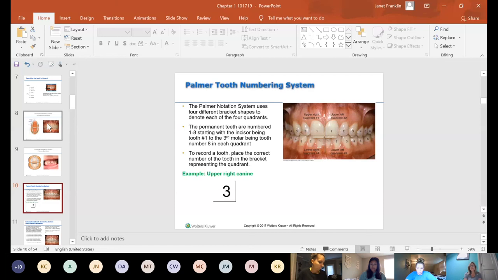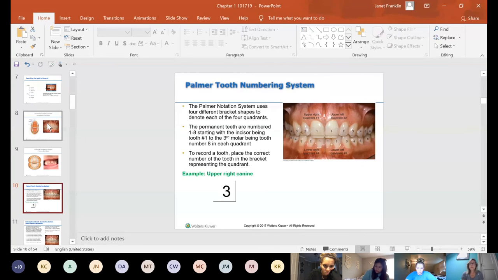The Palmer numbering system is not used here in the United States very much. I think some orthodontic offices use it, but we still have to be aware of it and know how to use it. The Palmer numbering system uses brackets. In the picture with the T shape, the upper right quadrant has a bracket around it and it's quadrant 1. The upper left quadrant is quadrant 2. The lower left quadrant is quadrant 3, and the lower right is quadrant 4, just like we talked about earlier.